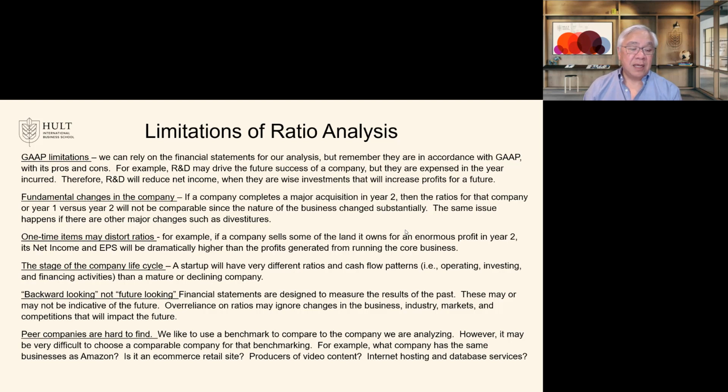The third limitation is one-time items may distort ratios. For example, if we sold some land that was highly appreciated and it generated an enormous profit in year 2, net income and earnings per share for that year would look dramatically higher than year 1. But it's all kind of a flash in the pan because you're not going to sell land every year. This is where we could have a distorted net income and earnings per share based on a non-recurring transaction. There's a term that we call quality of earnings. Quality of earnings excludes looking at these things that are non-recurring.